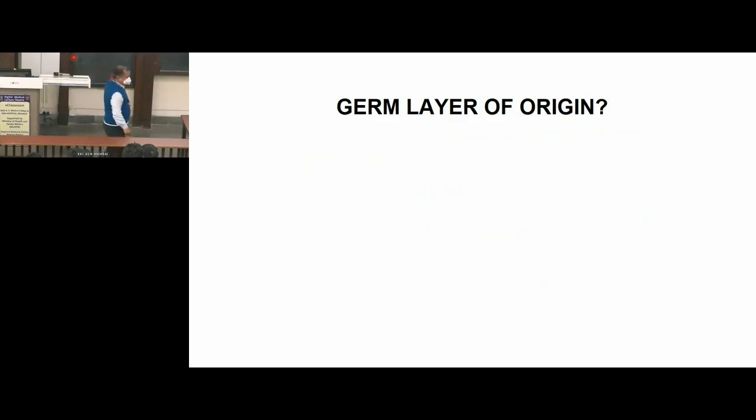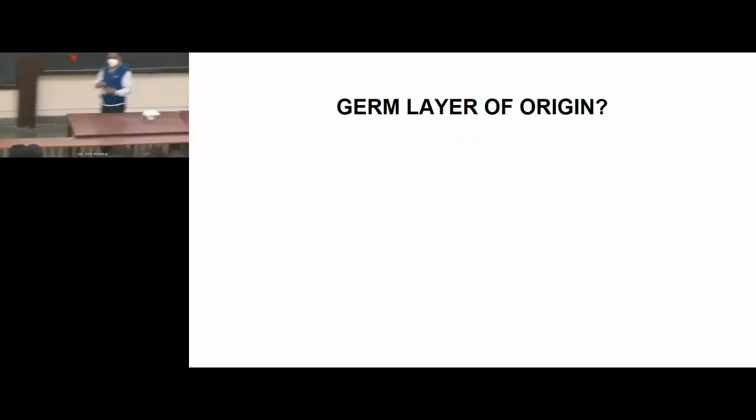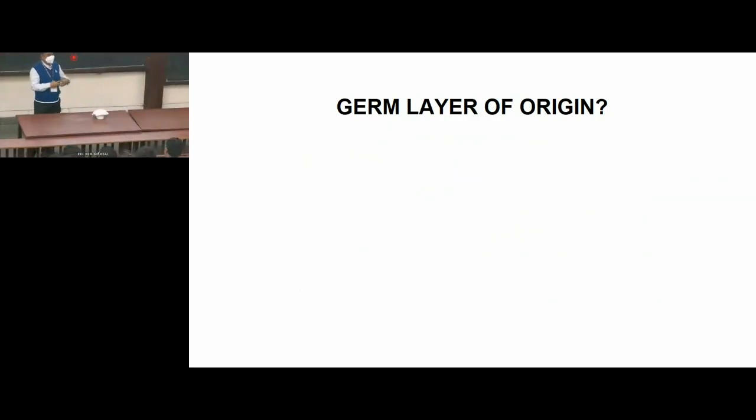So, germ layer of origin. You are very well aware there are 3 germ layers. Now tell me, which is the major germ layer that will contribute to development of the urinary system? Mesoderm. Very good.